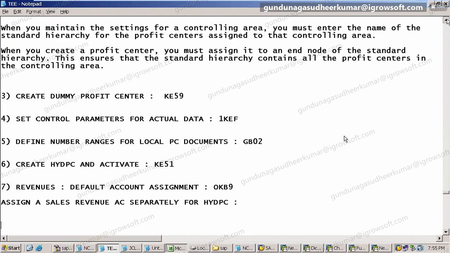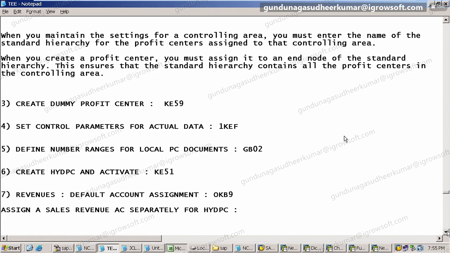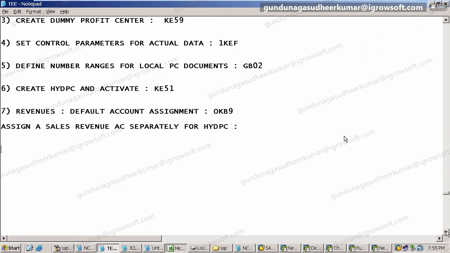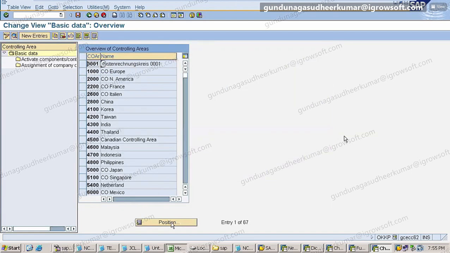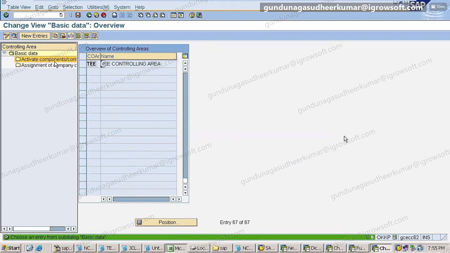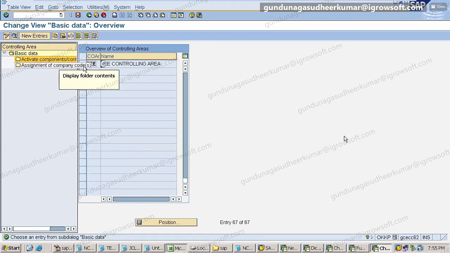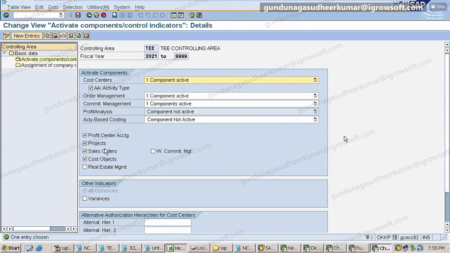See, when profit center accounting is activated, we have already activated it. If you see in OKKP for our controlling area TEE, if you see assignment of cost components, we have already activated it here.